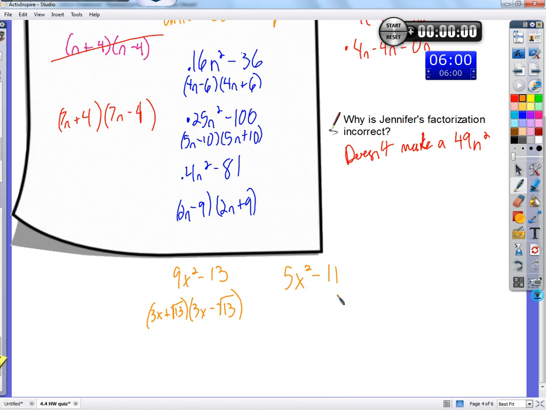Yeah. How so? How would it factor? Square root of 5 times x, right? x not in the square root, outside the square root. Then minus the square root of 11, and square root of 5 times x plus the square root of 11. Any time we have something x squared, something n squared, or whatever, minus another thing, we could factor it this way, using the same kind of idea.